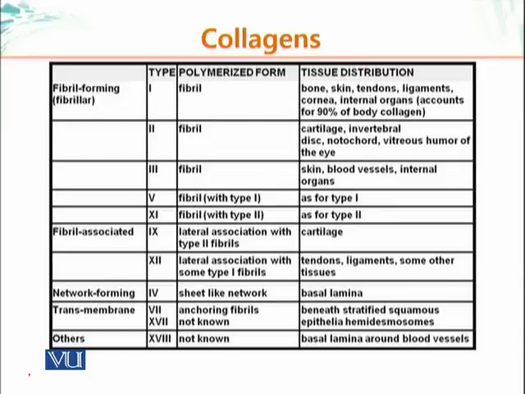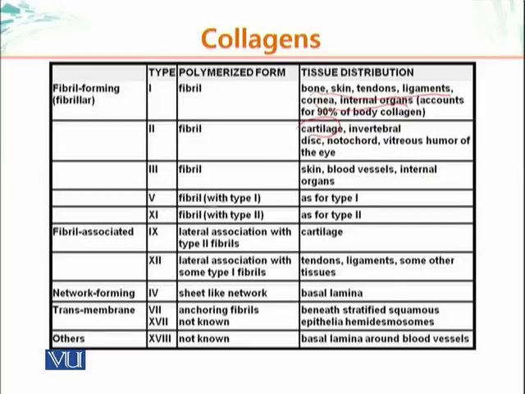So, a summary of different types of collagens. Types 1, 2, and 3 form fibrils. Type 1 is primarily present as the primary collagen of bones, skin, tendon, ligaments, cornea, and also some internal organs. It accounts for about 90% of the body's collagen. Type 2 is present in cartilage. It's also very important. It's also in the notochord and the vitreous humor of the eye. Type 3 collagen is also a fibril-forming collagen. It is found in skin, blood vessels, and internal organs.